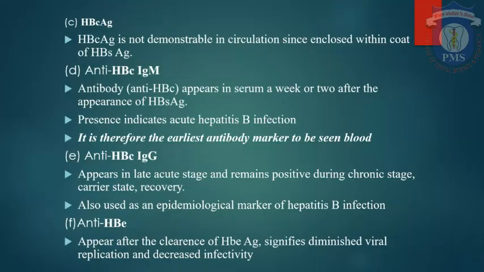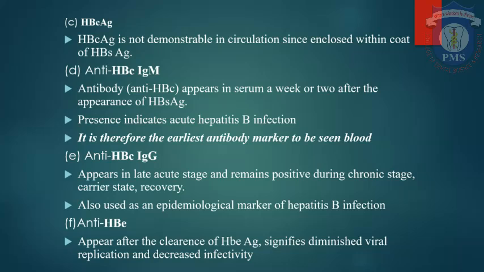Next marker is hepatitis B core antigen, denoted as HBc antigen. This marker is not demonstrable in circulation since it is enclosed within the coat of hepatitis B surface antigen. So this hepatitis B core antigen is enclosed within the coat of hepatitis B surface antigen so that it is not demonstrable in circulation.